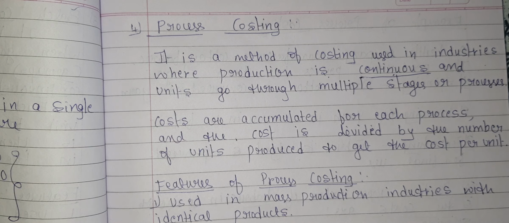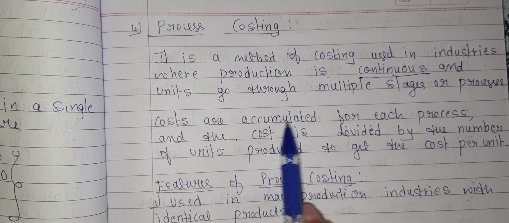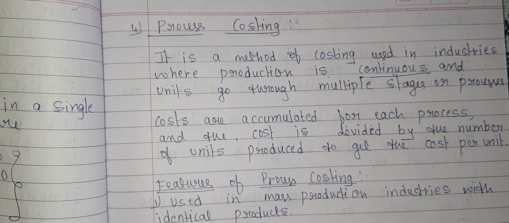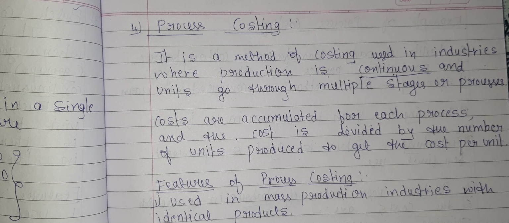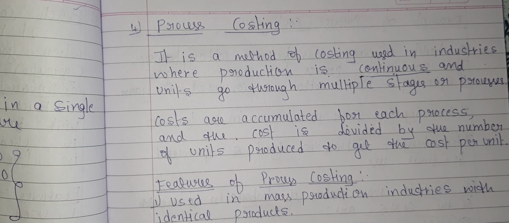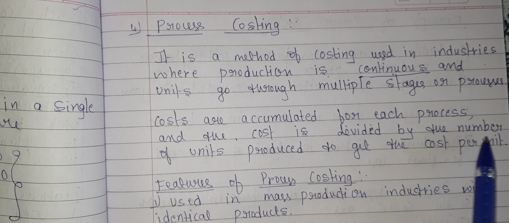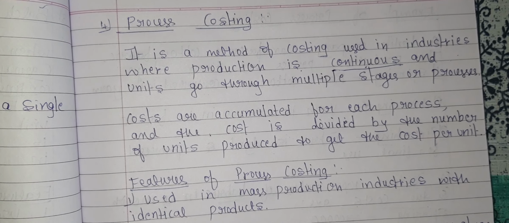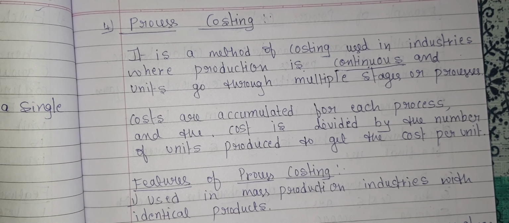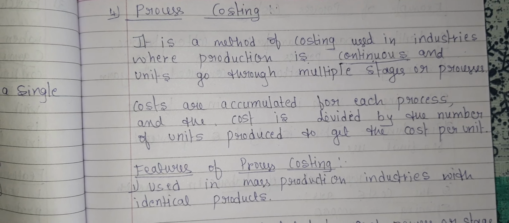Here the costs are accumulated for each process. Assume we are producing one product and it has 4 processes. That means for the 4 processes also we need to calculate the cost separately. The cost is divided by the number of units produced to get the cost per unit.